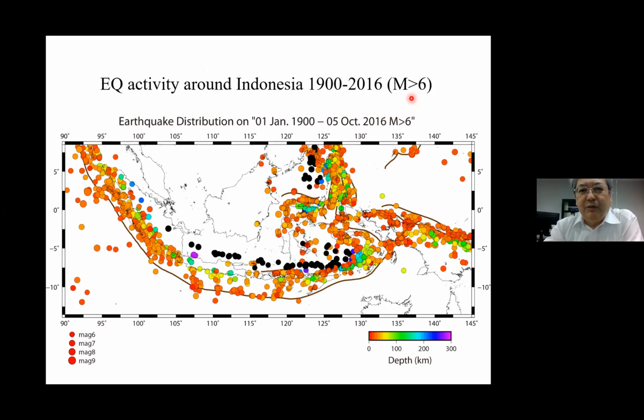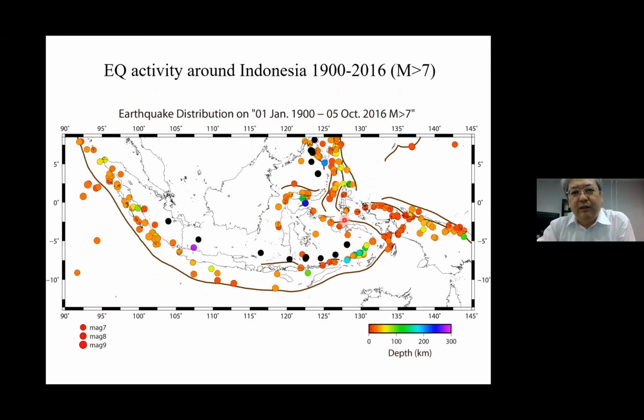If we take magnitude greater than 6 over 100 years, you can still see it is very active all over the Indonesian regions. The black lines indicate your tectonic lines. You can see this activity is along these tectonic lines. If we take magnitude 7, anyway, you have many large earthquakes along your islands. There are some inactive areas here, but maybe this is a gap. In the future, some large earthquake is expected.